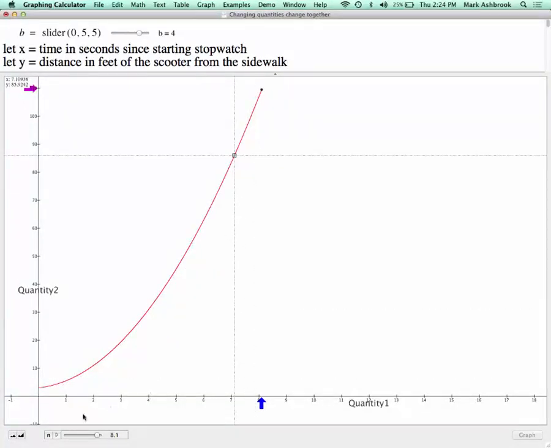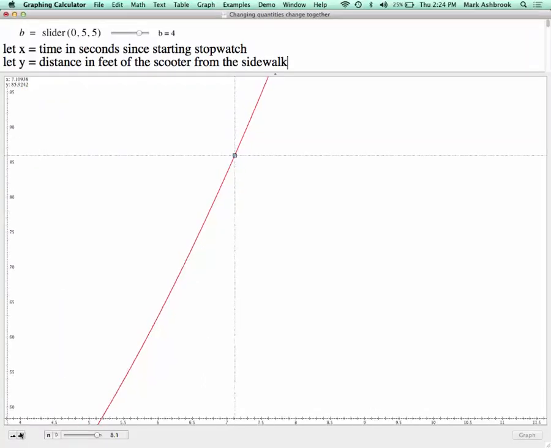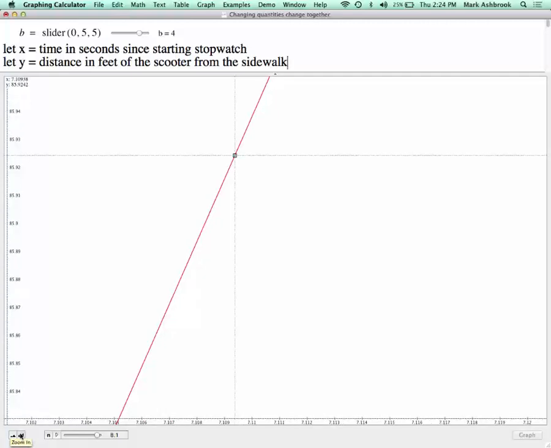Now let's go later down the road and we'll zoom in on that. Here we are at about 7.1 seconds. For a short enough amount of time, it's kind of like for that little amount of time, the scooter is going at a constant rate. How does that constant rate compare to the one at 1.1 seconds? Yeah, so the constant rate of change is much greater because it's a steeper inclination. You get more of a change in y for the same change in x, right? More of a change in distance for the same change in time, which means a higher constant rate of change.